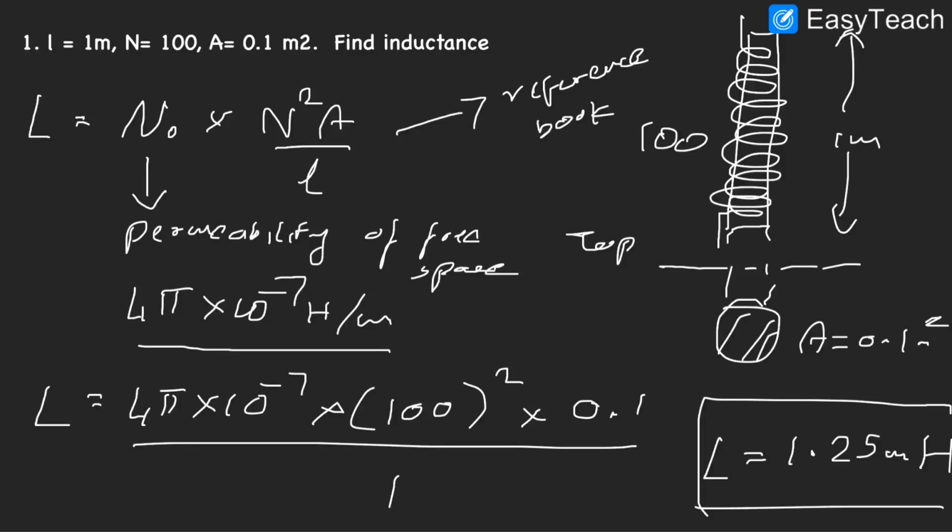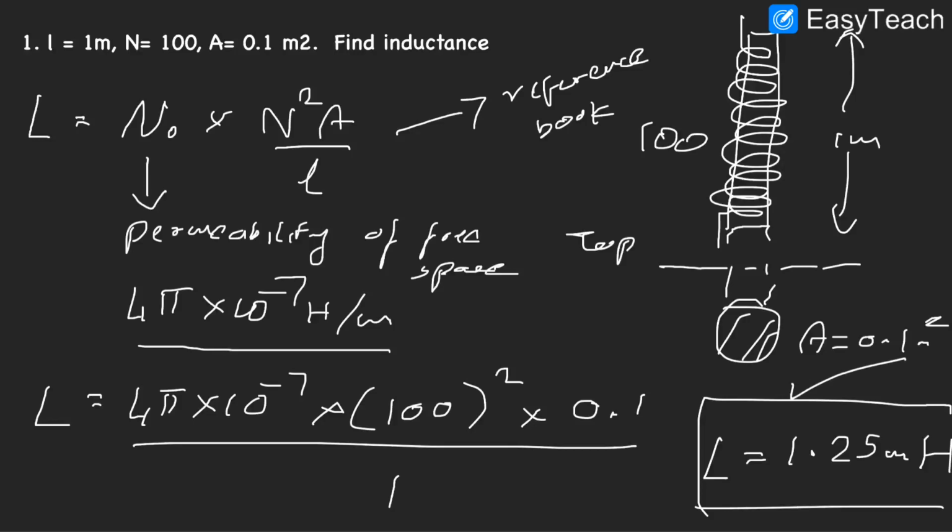When you are designing an inductor to be constructed and you have a certain value in mind, you need to keep in mind the number of turns, the material of the core, the area of cross section, and the length of the inductor. Here we already had the dimensions and we needed to find the inductance. That was 1.25 millihenry right here.